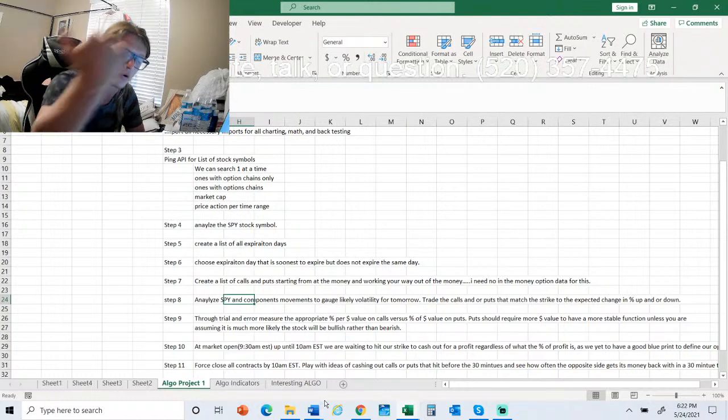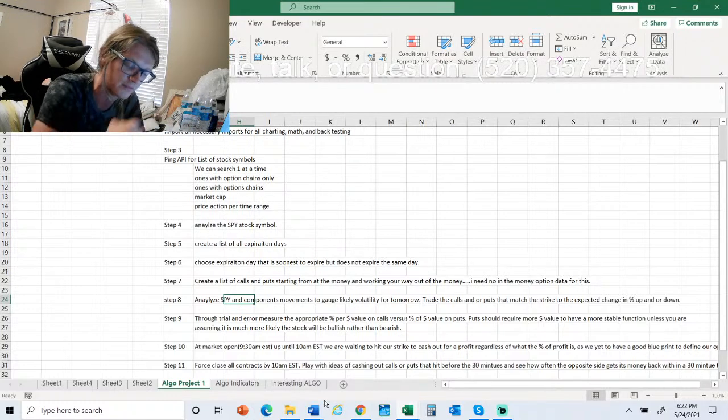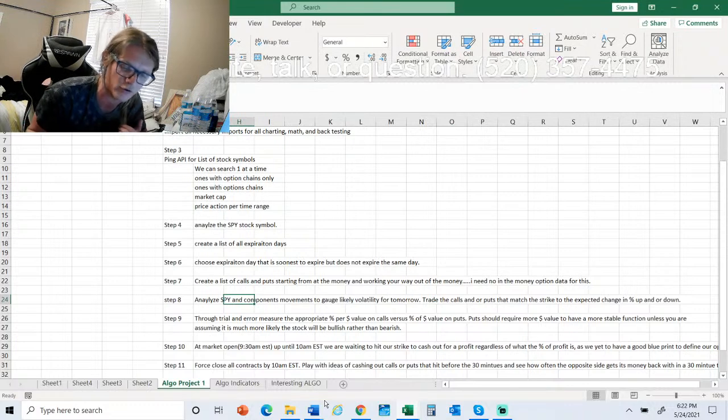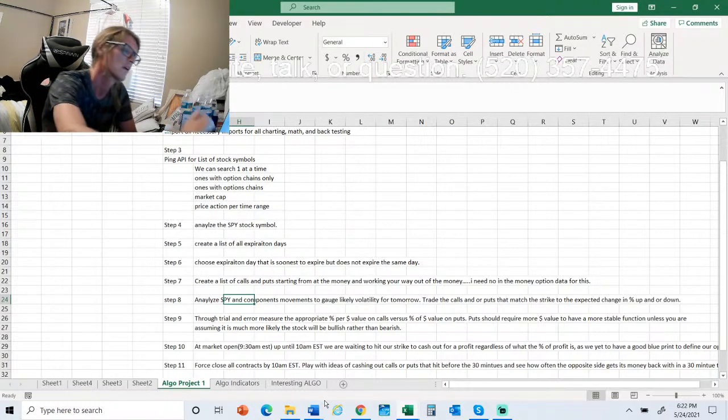That's how much we're going to assume that it's going to move. Then I'll go to that strike. I'll look at the at the money strike, then change that percentage to whatever percentage I expect it to move tomorrow. Then maybe I'll go one strike closer to the money just to be conservative. Basically, whatever strike I think it's going to go to, that's the one I want to bet on.